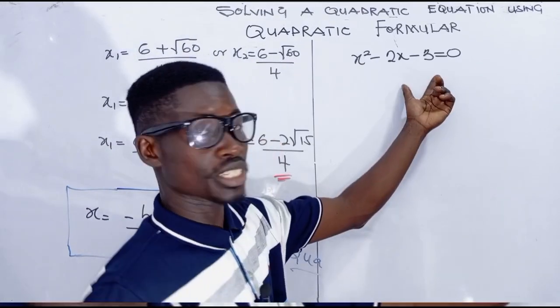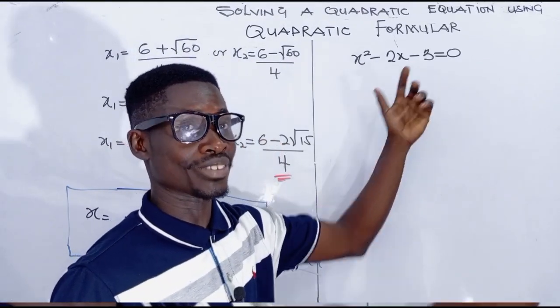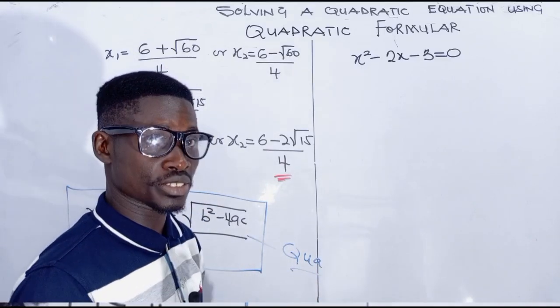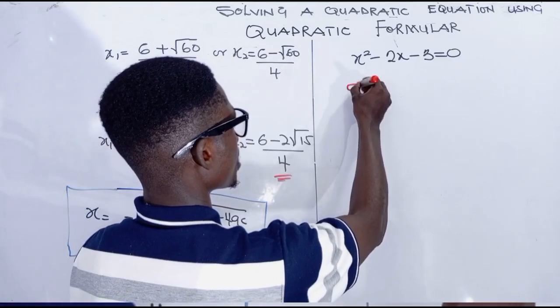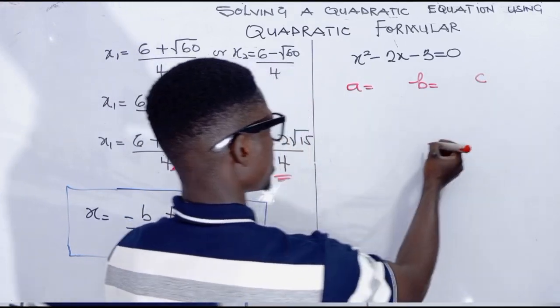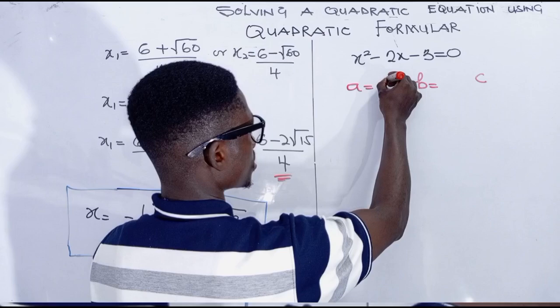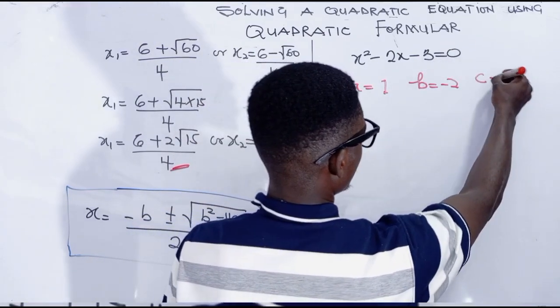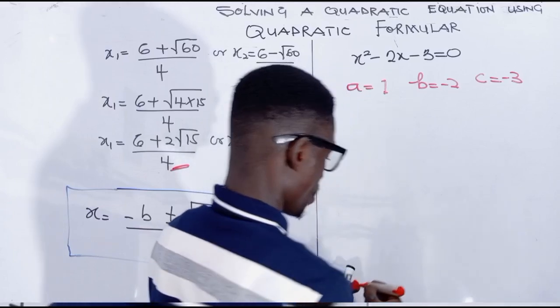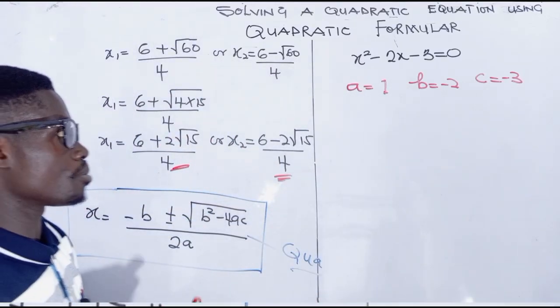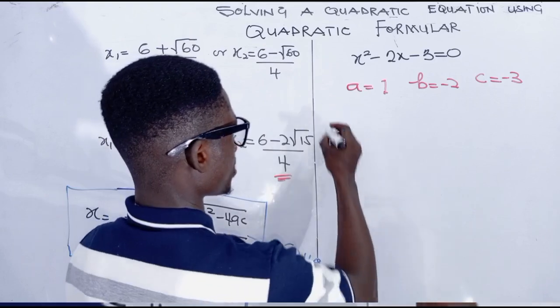So we want to solve this quadratic equation using the quadratic formula, this particular formula. As I said, the first thing to do is to identify your a, your b, and then your c. Your a is 1, your b is minus 2, and then your c is what? Minus 3. So once you have this, we substitute this into the quadratic formula.